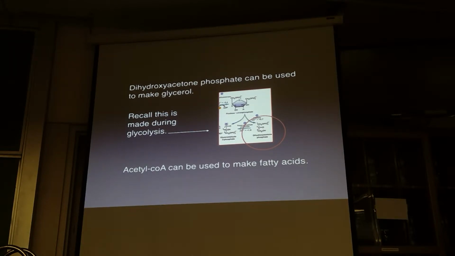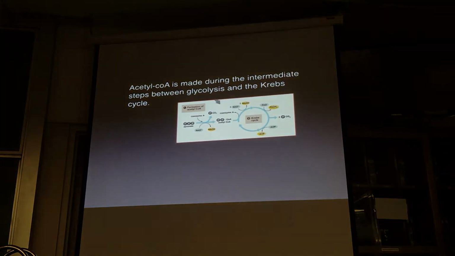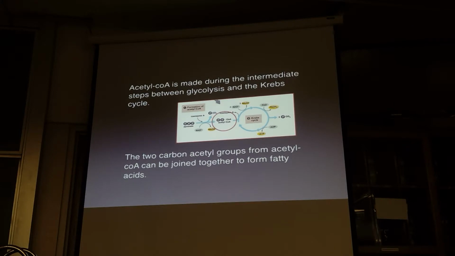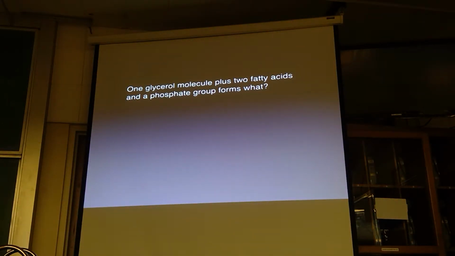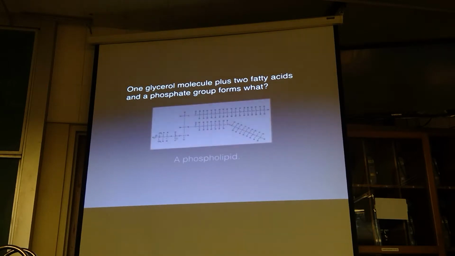Because acetyl coenzyme A is a high energy compound, rather than sticking the 2 carbons onto oxaloacetic acid and making citric acid, you can stick the 2 carbons together and just keep building long chains of 2 carbons until you get fatty acids. And if you put the fatty acids together with, so there's our acetyl coenzyme A, sorry. If you put the fatty acids together with the glycerol, you get that, and that's a triglyceride. If you put 1 glycerol molecule and 2 fatty acids together, what do you get? If you stick on a phosphate group, a phospholipid. So we can build those things too.